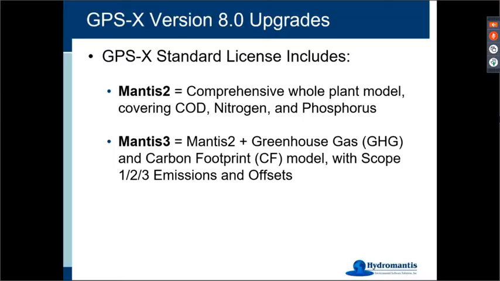So just to clarify the way that this is going to work going forward, the GPSX standard license includes our regular Mantis 2 model that you've all been using regularly, and also the Mantis 3 model. This is actually something new. Previously, our greenhouse gas and carbon footprint model was an additional add-on. We have now rolled that in, and it is just a standard part of GPSX from now on going forward.